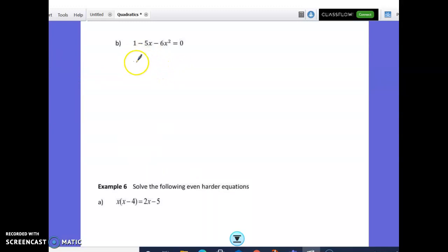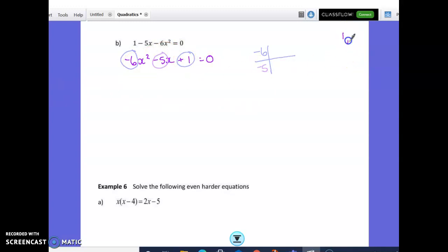Okay, next one. We've got 1 minus 5x minus 6x squared. So we get minus 6x squared minus 5x plus 1. Just writing it round the other way. Similar to the last one now. I need to multiply my two numbers together. That gives me minus 6. So I'm looking for two numbers that times to give minus 6, add to give minus 5.